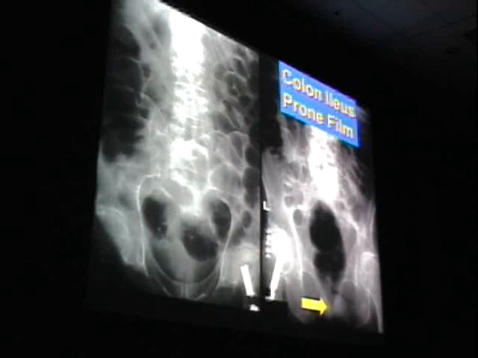Now here's a case where we're not sure quite what's going on. It looks like there's too much gas everywhere, particularly in the colon, and a very simple thing to do is get a prone film and basically prove that this is just an ileus. So a prone film can be very helpful by basically letting gas get all the way down to the anal verge, marked there by the yellow arrow.